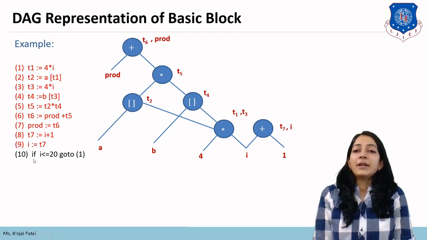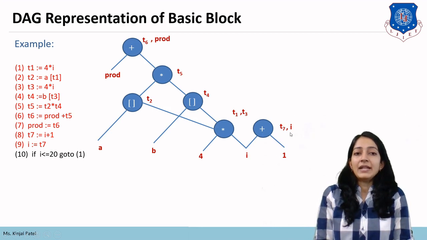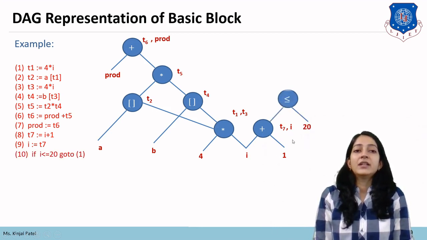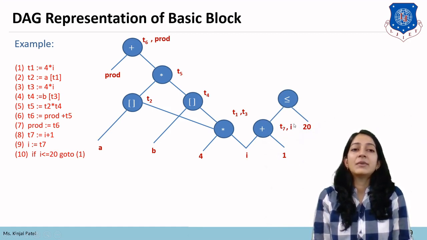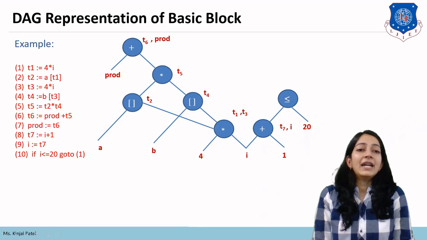Now the last statement is, if I less than or equal to 20, then go to statement 1. Here is the plus node which is I. First I plus 1 has been stored in T7 and that T7 has become I, so our updated I is this plus node. We perform the condition I less than or equal to 20, and if true, then go to statement 1. So this is how we can construct the DAG for the basic block.